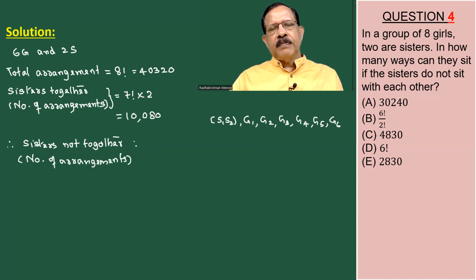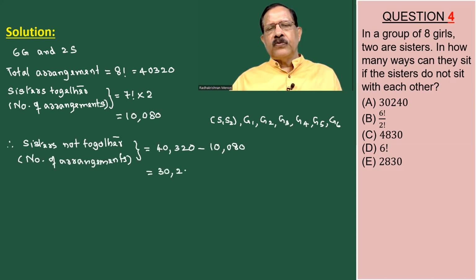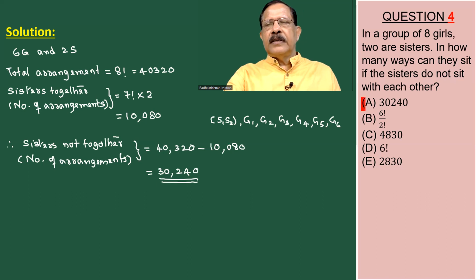So method is very simple. Total arrangement is 40320. We subtract 10,080 from that. That means the arrangement where sisters are together. So in the remaining case, sisters will not be together. When you simplify this, you will be getting 30240. Here, calculation will take a little more time. Okay. So answer for that question is option A.